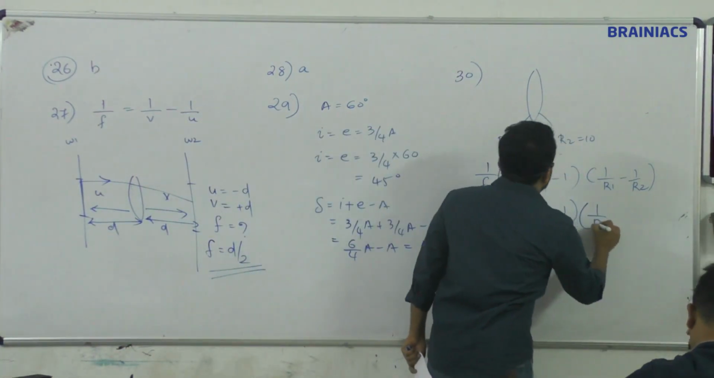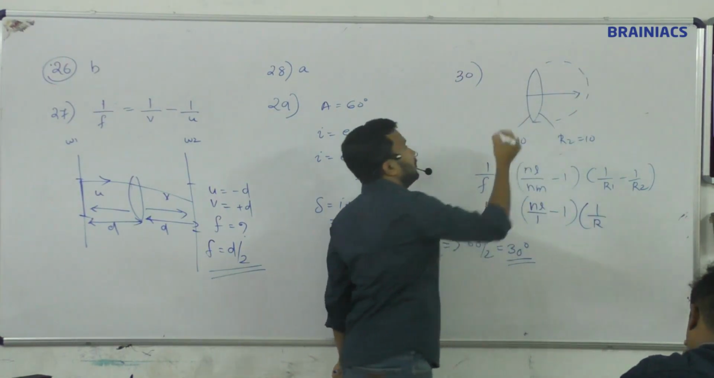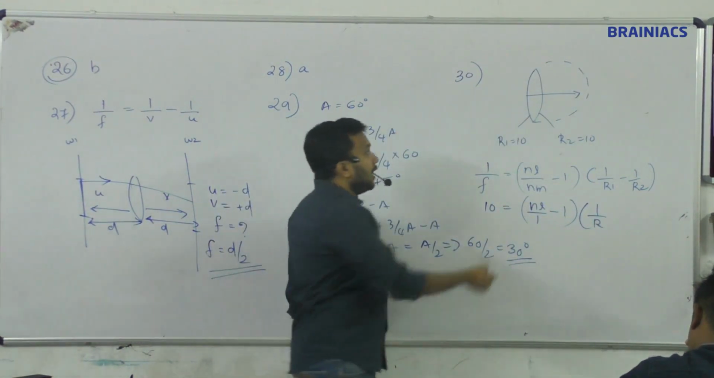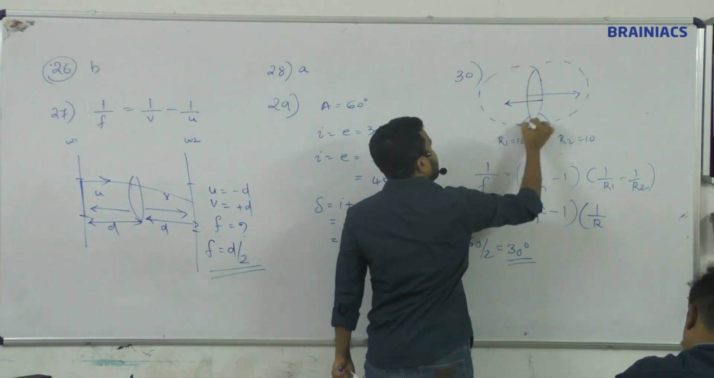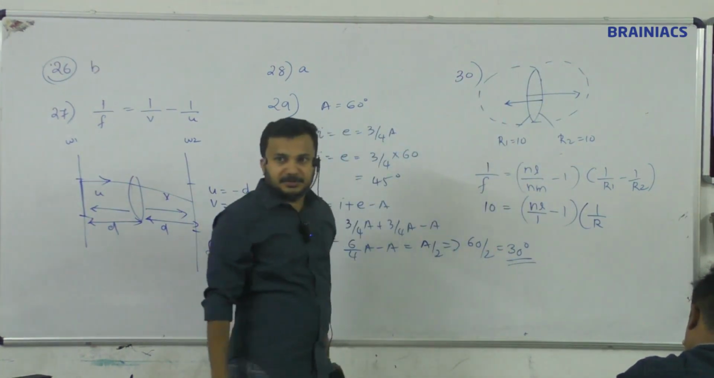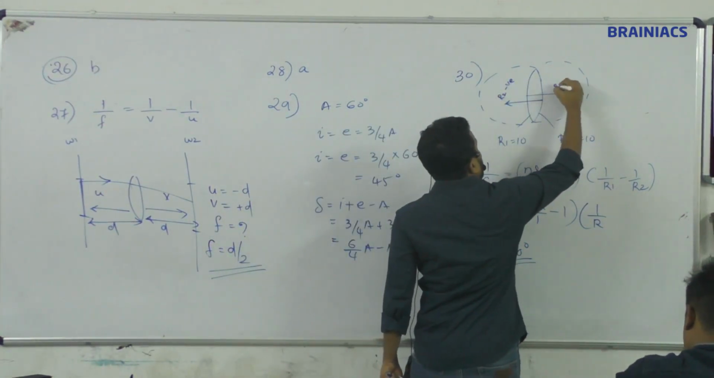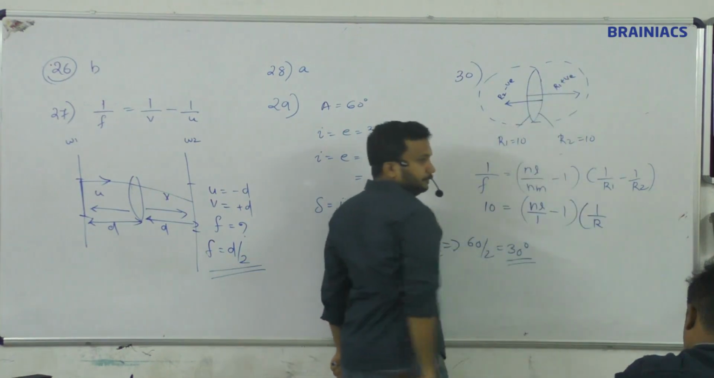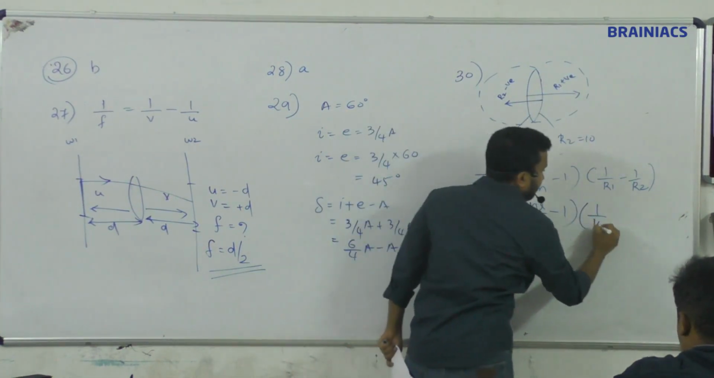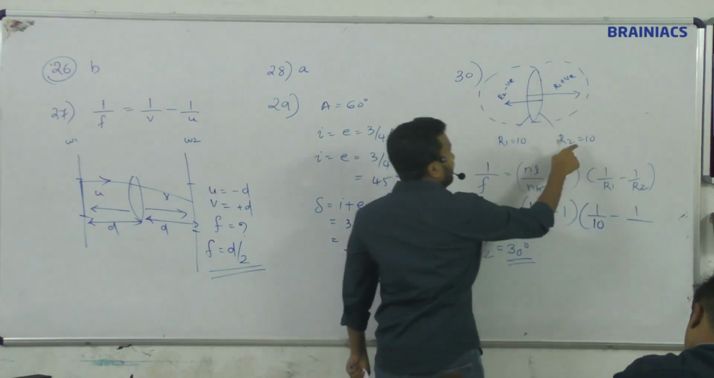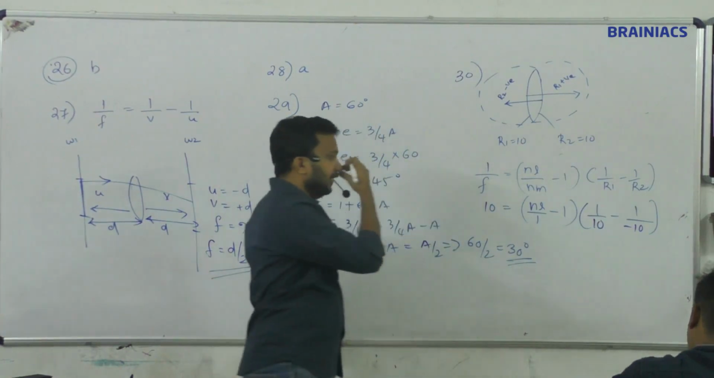For 1/R1 minus 1/R2: the radius of curvature on this side of the circle is taken as R1, so R1 is positive. R2 is the radius of curvature of the portion of the other circle, so R2 is negative and R1 is positive. So 1 by R1, R1 is 10, minus 1 divided by R2, negative, so negative 10. Now simplify.